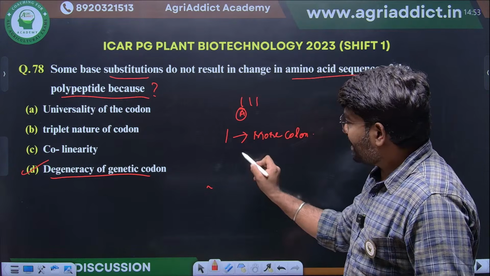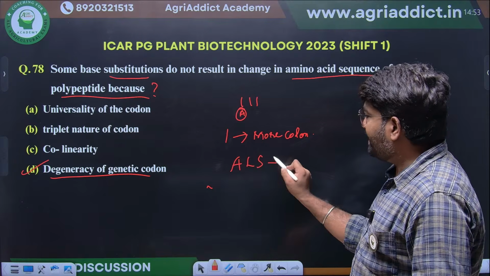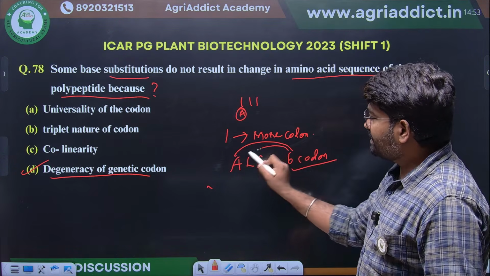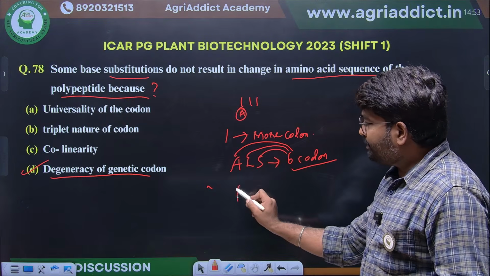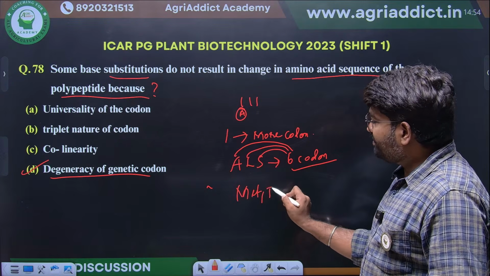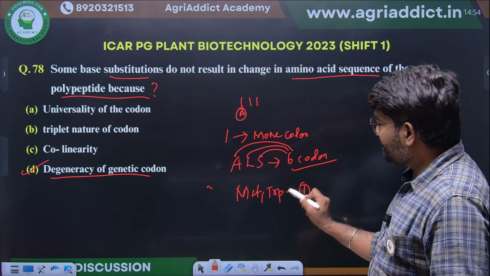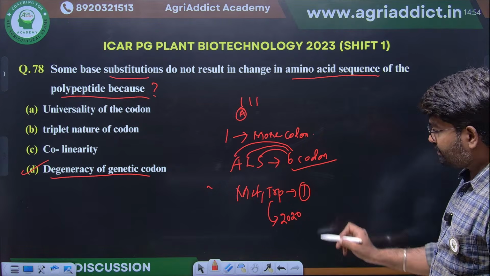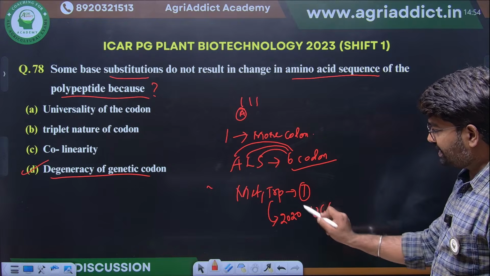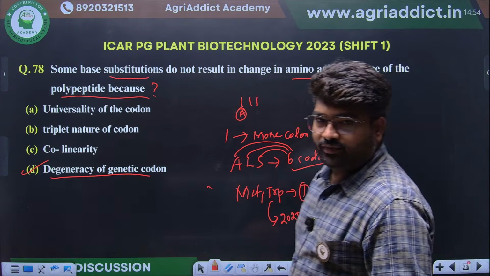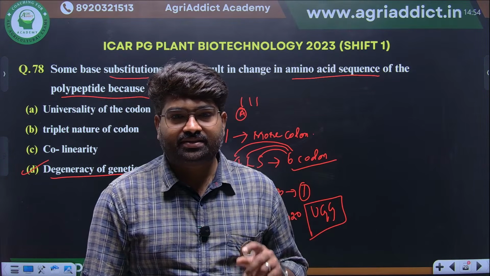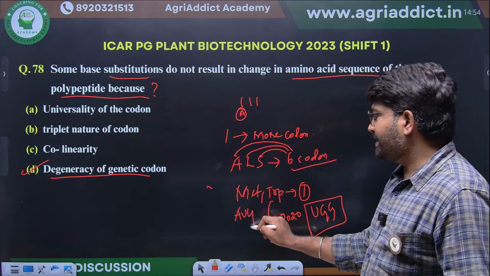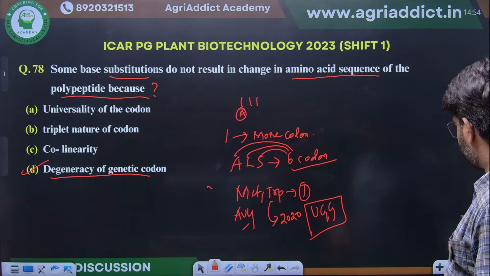We know arginine, leucine and serine will have 6 codons each coding for the amino acid. Methionine and tryptophan will have only a single codon. This they asked in 2020. Tryptophan codon is UGG. This is very important. Tryptophan codon is UGG, a single codon. AUG is the start codon, you know. AUG codes for methionine.